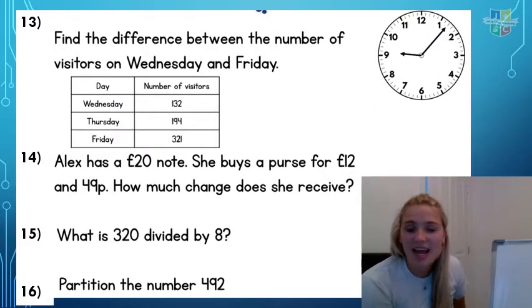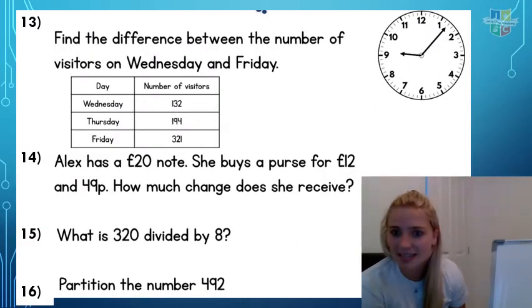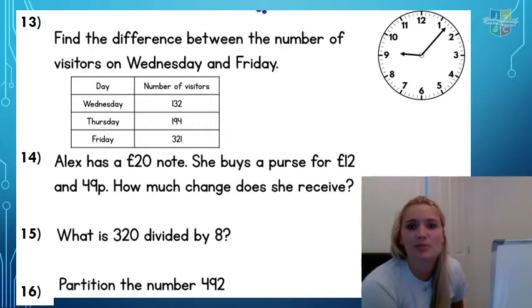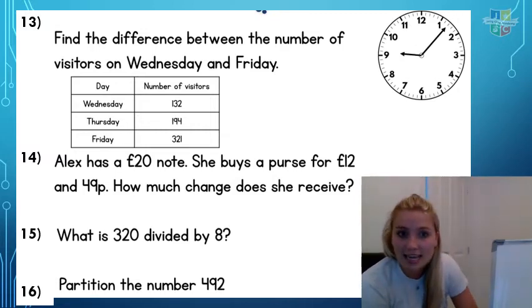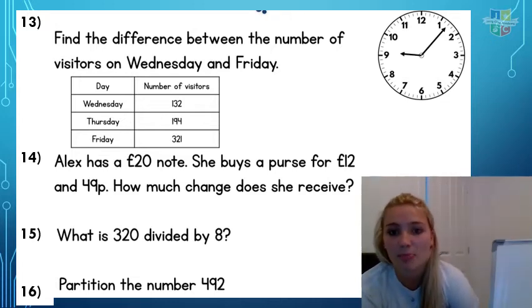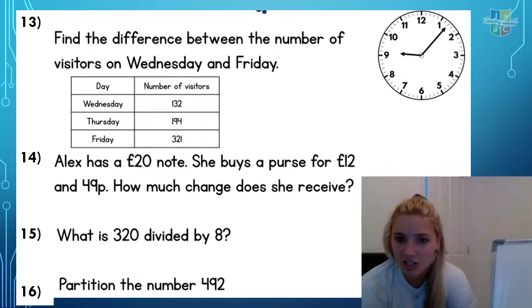Okay, so for this one, again, looking at the analog clock, can you tell me the digital time as well? Then for number 13, you're finding the difference between the number of visitors on Wednesday and Friday. So thinking about what difference means, which sign are you going to use? Number 14, Alex has a £20 note. She buys a purse for £12.49. How much change does she receive? So think about what sign you're going to use there.